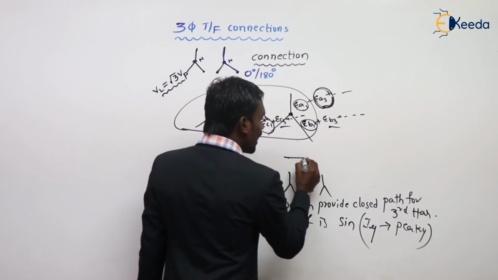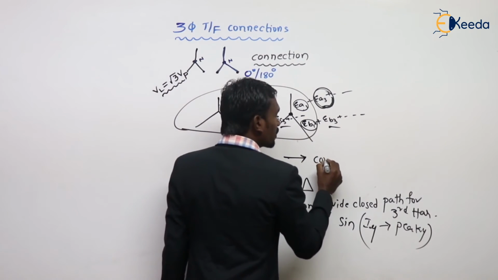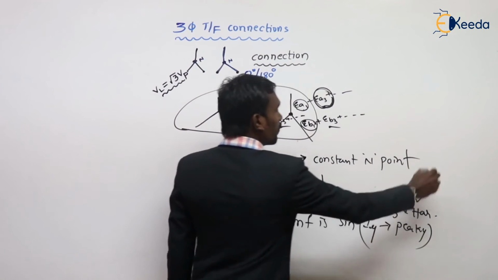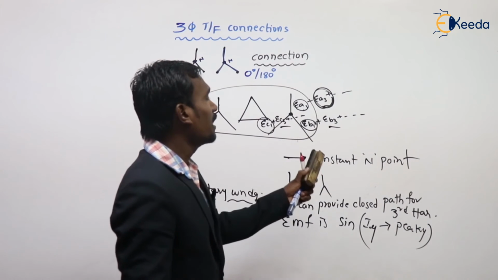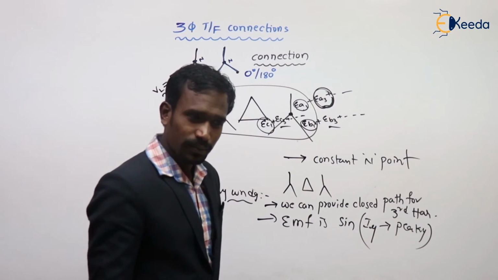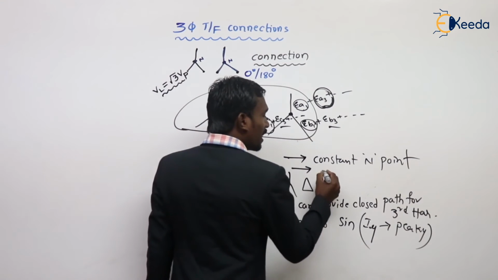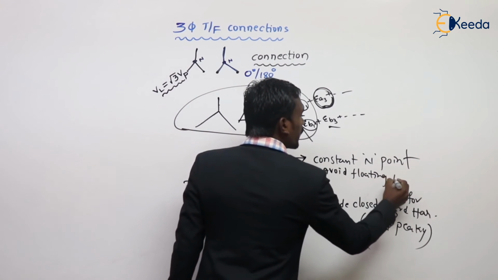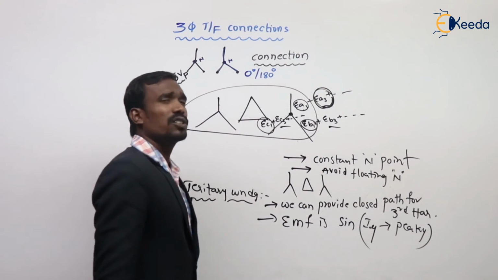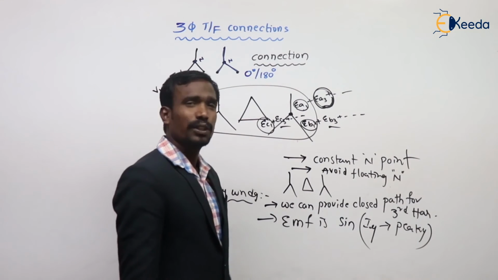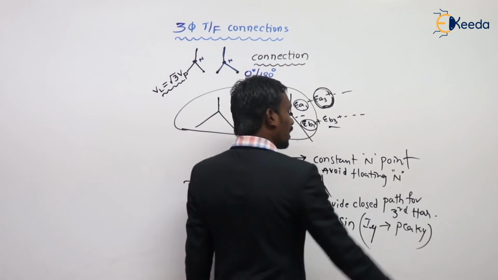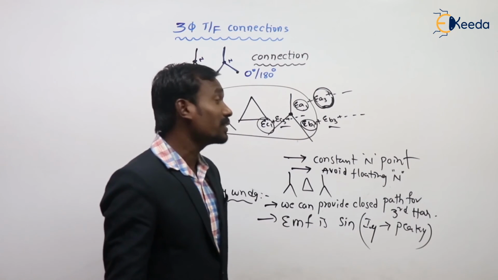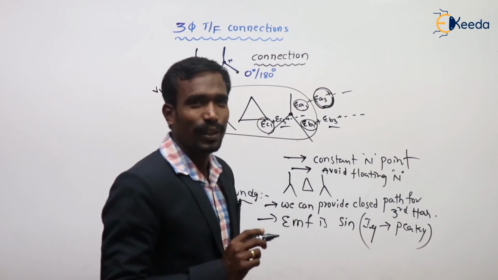And this delta gives us a constant neutral point. This delta avoids the floating neutral, and it gives a constant neutral point. It avoids the floating neutral and it provides a closed path for third harmonics. These are the advantages of tertiary winding.